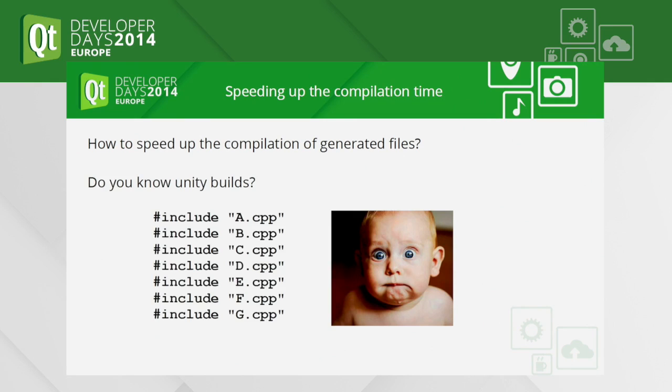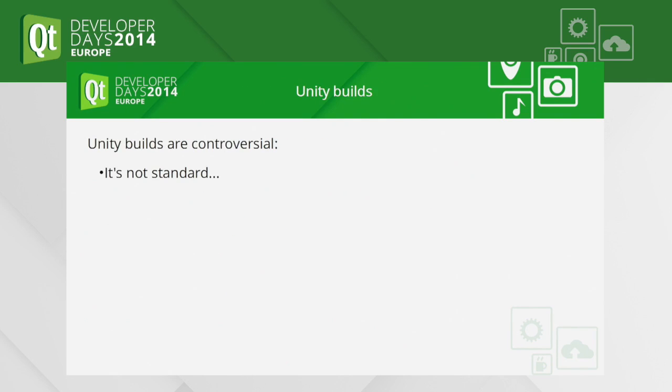A Unity build is the practice of including CPP files inside a CPP file. So usually you have one unity_build.cpp, and it includes a bunch of other CPP files. So it might look very weird, except it works quite fine. But if you Google it, you will discover it's quite a controversial thing. It's not standard, but in my opinion, we don't really care because moc isn't standard itself.